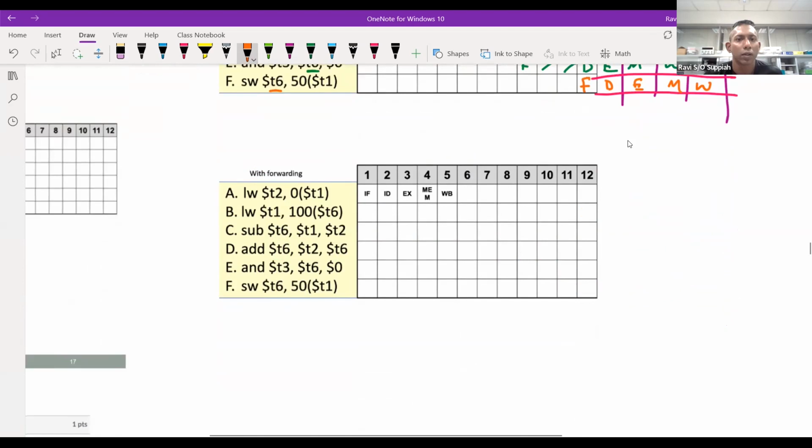All right, so with forwarding, let's see what happens. We can see the first instruction is already there for us. The second instruction, we can also go ahead and execute as per normal: fetch, decode, execute, memory, write back. Now for the third instruction, there is a dependency in T1.